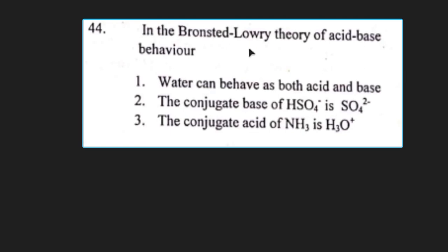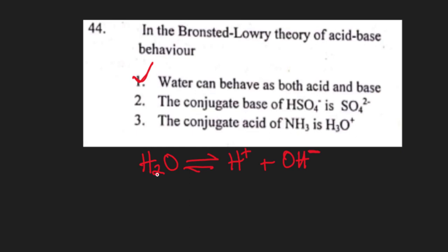Question 44. In the Bronsted-Lowry theory of acid-base behavior, 1. Water can behave as both an acid and a base. Of course, this is a true statement. Let's see why. An acid, according to Bronsted-Lowry theory, is a proton donor, while a base is a proton acceptor. So whenever an acid loses a proton, it forms its conjugate base.